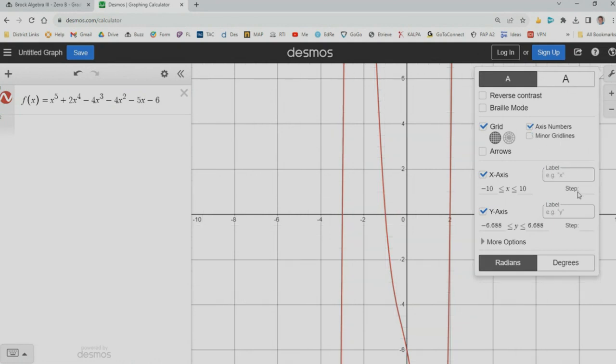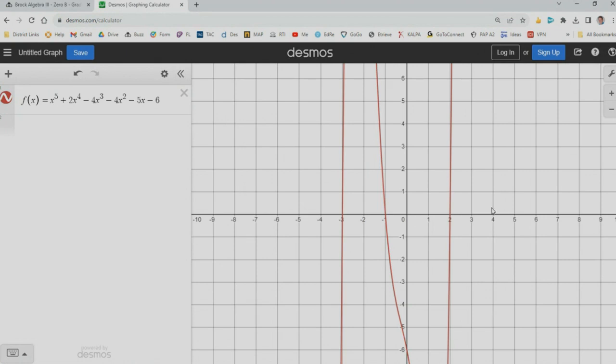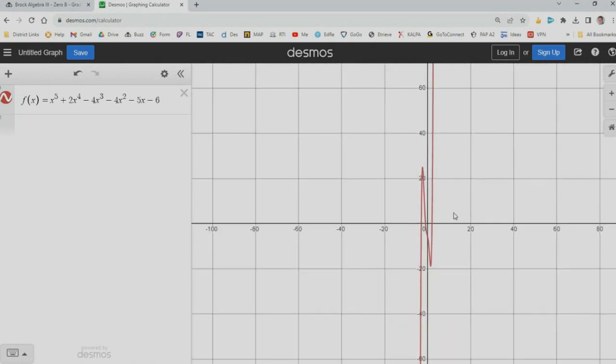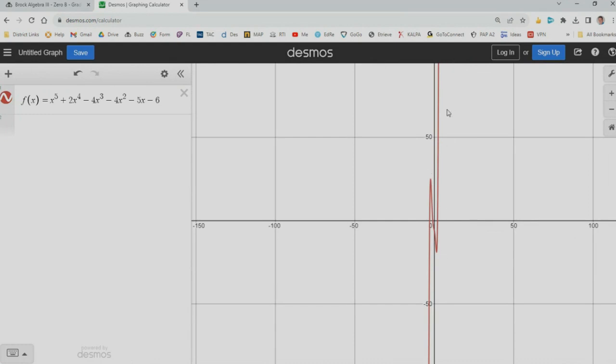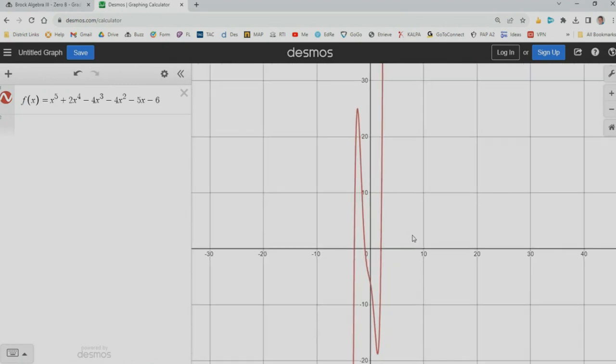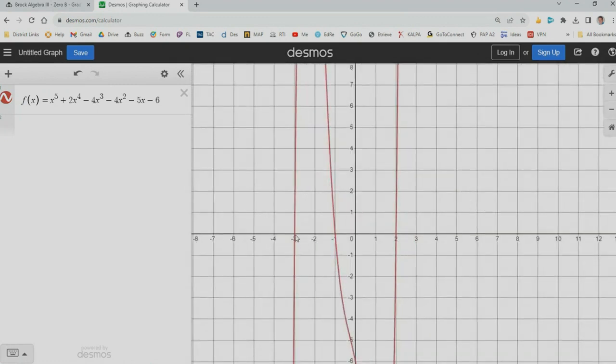Take off the minor grid lines and make these go by 1s. Okay, so now they go by 1s. All right, let's see what the graph looks like. We zoom way out. Ooh, it's this really kind of odd-looking, sharp-cornered thing. But if we look at the zeros, we've got one at -3, we've got one at -1, and we've got one at 2.